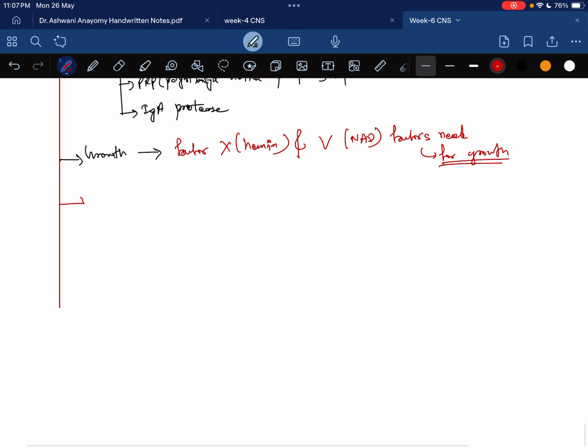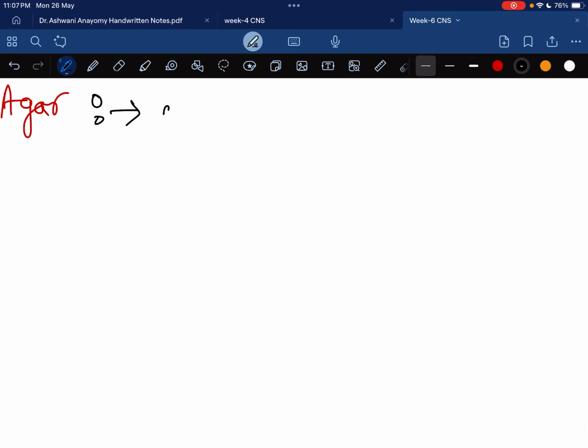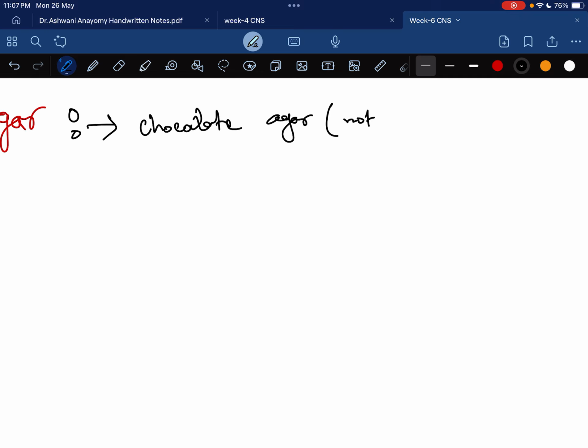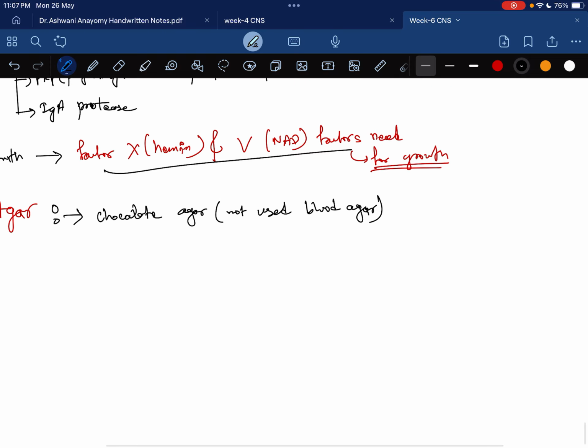Moving on, which culture or agar is used for this organism? We use chocolate agar. We do not use blood agar due to the lack of these factors.